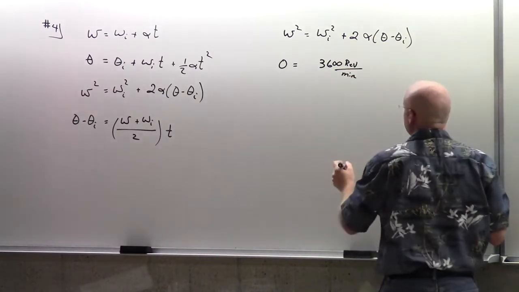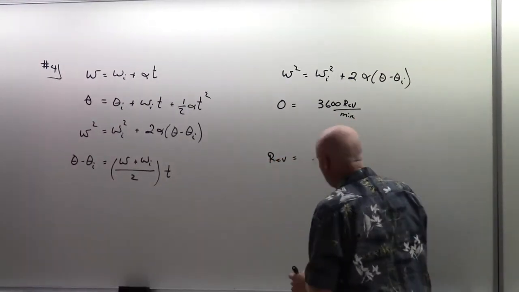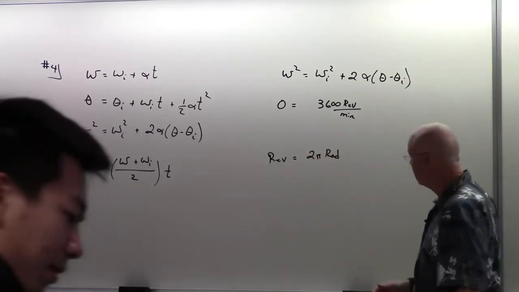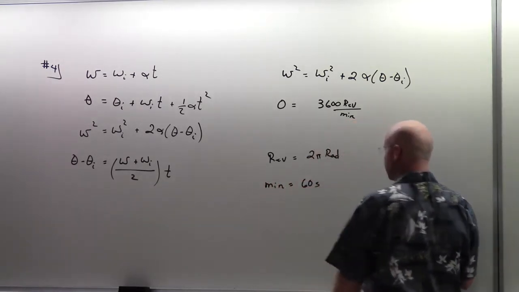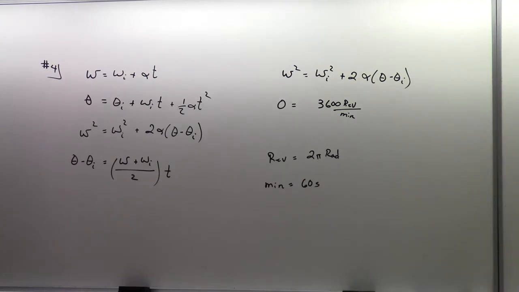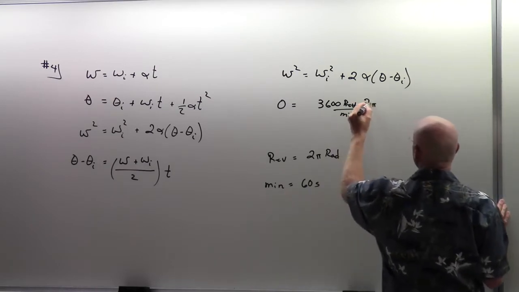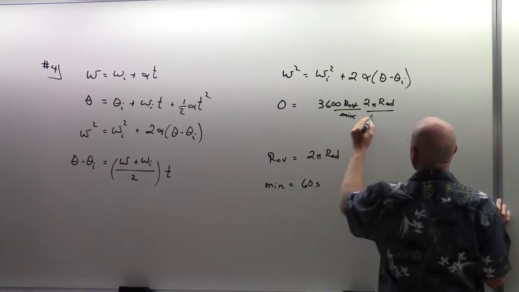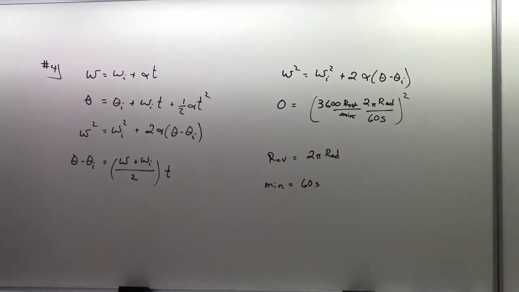In place of the word revolution, I am going to put 2 pi radians. That's what 1 revolution is. And in place of the word minute, I am going to put 60 seconds, since that's what a minute is. And so I'm going to do a direct substitution. In place of the word revolution, I will put 2 pi radians. In place of the word minute, I will put 60 seconds. So that would be my unit conversion for using rotational quantities.